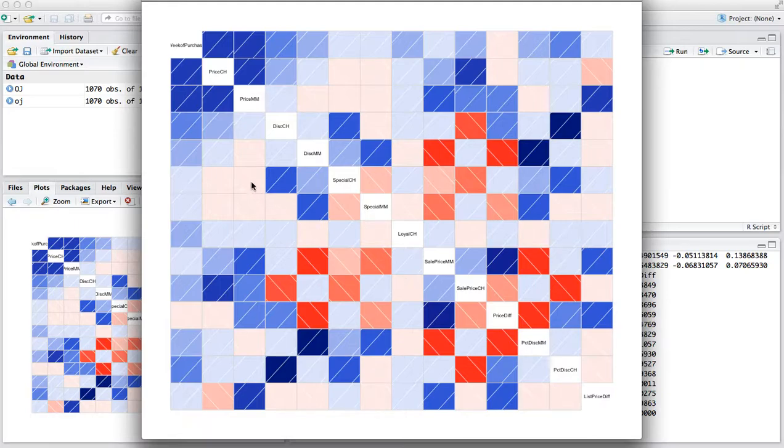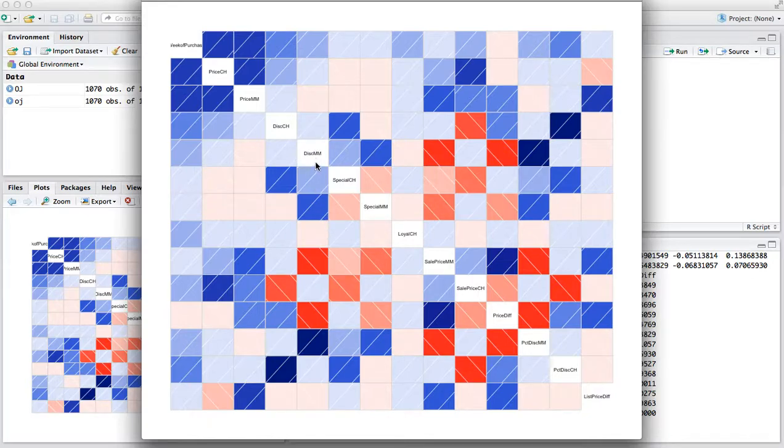It's actually very interesting that week of purchase is highly correlated with the price of Citrus Hill, and it's also highly correlated with the price of Minute Maid. So as time goes by, prices go up. Okay? As time goes by, here we have the discounts, discount Citrus Hill and Minute Maid. It seems like the discounts for Citrus Hill go up a little bit stronger than the discount of Minute Maid. So again, interesting things that you can see in correlations.